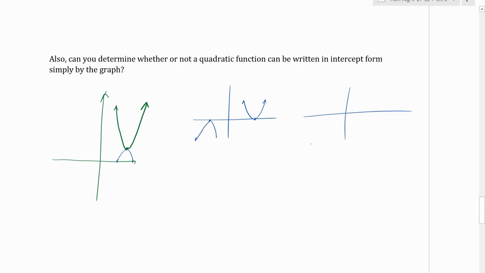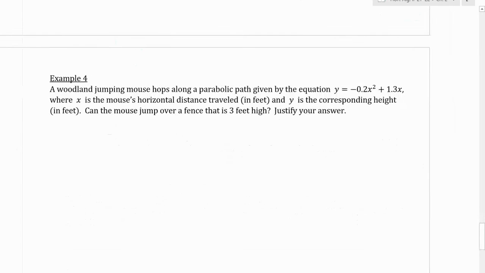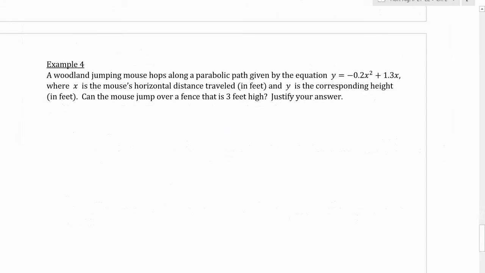If you were down here someplace, opening down, it's not going to have any x-intercepts. You can't write it in intercept form. If the vertex were down there somewhere and it opened up, then it would have 2 x-intercepts. So you could write that in intercept form. Okay? And then just this idea of intercept form, sometimes it just makes life a little easier.